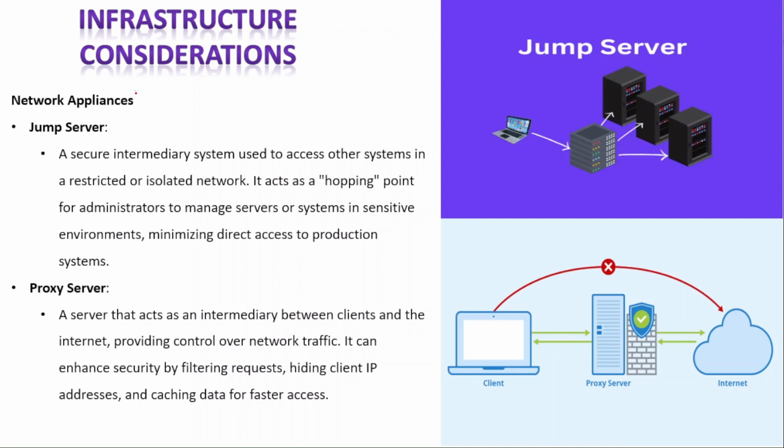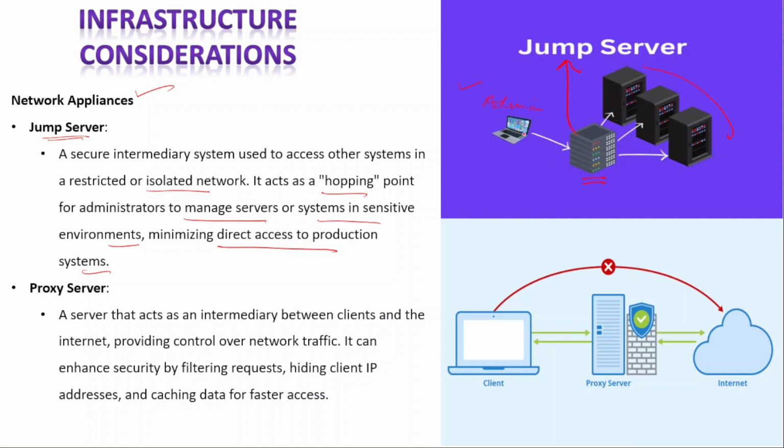Now, some network appliances. The first one is the jump server. It is a secure intermediary system used to access other systems in a restricted or isolated network. It acts as a hopping point for administrators to manage servers or systems in a sensitive environment, minimizing direct access to production systems. As the diagram indicates, let's suppose this is an administrator or a developer that wants to access these production systems. So we have this jump server.